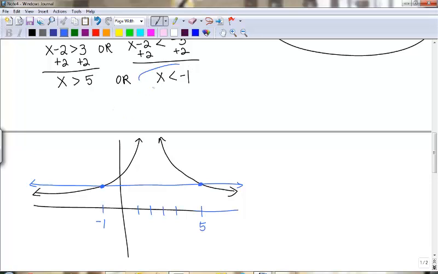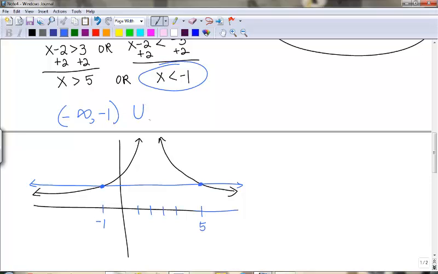If I look at this one first, from -infinity to -1, and it's less than, so that's a parentheses. It's an or statement, so that's a union. Okay, and then go from 5 to +infinity. You can't write from +infinity to 5. It has to go left to right. Okay, now that's one way to graph that.